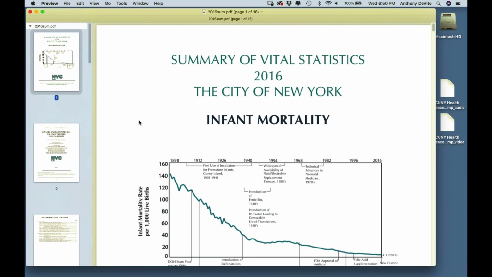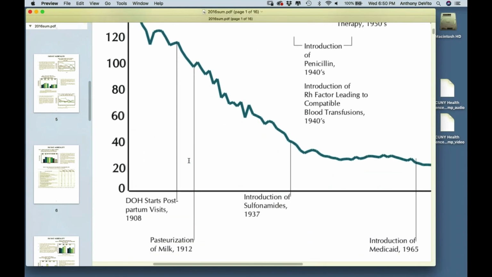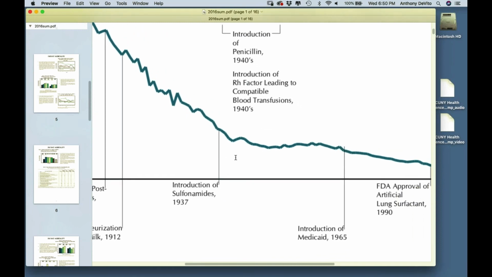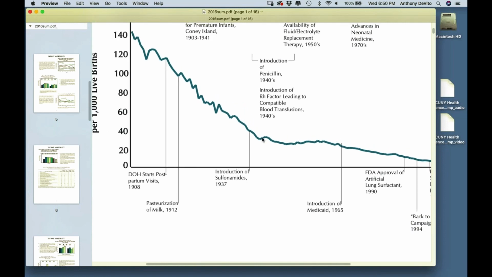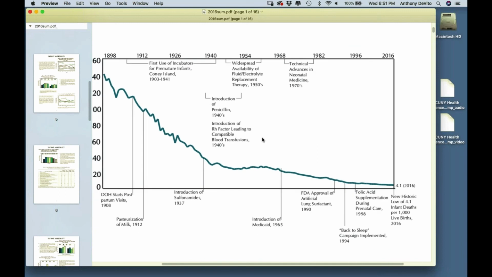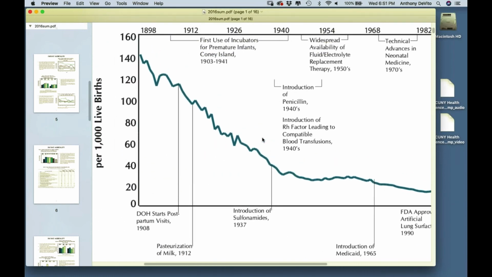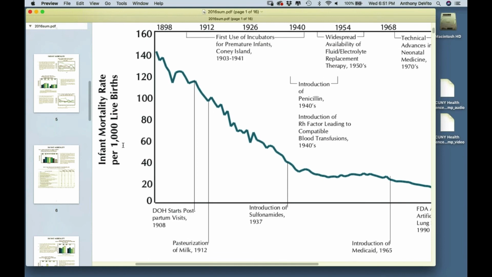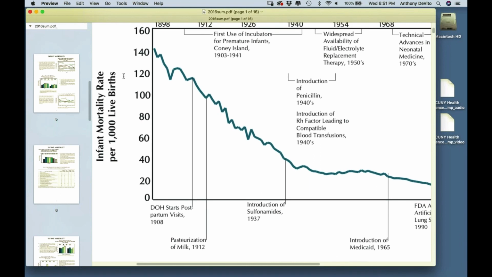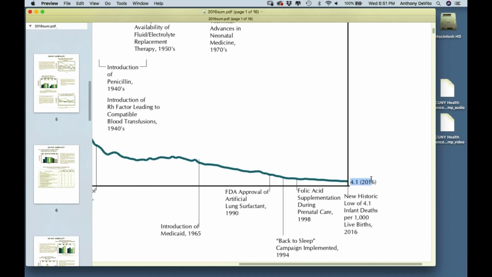This is a summary of vital statistics that they publish every year on infant mortality, causes of infant mortality, and numbers. The front page is always a summary, since they began keeping data in 1908, of the rate of infant mortality. They highlight significant changes or events that influenced the rate. In this one, they're highlighting the positive things that happened medically to reduce infant mortality. Look at the enormous difference. These are infant mortality rates per 1,000 live births. When this started in 1908, 140 infants died per 1,000 live births, so infant mortality was enormously high. Look how much lower it is now. It's not zero, but it's far lower: a new historic low of 4.1 infant deaths per 1,000 live births in 2016.